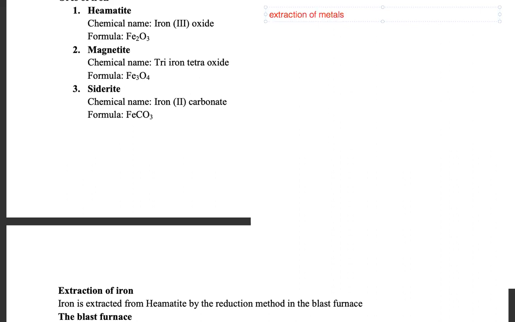of metals. So the extraction of metals that we are looking at today, first of all, we can say that this is the method that is used to obtain pure and dry forms of metals from their impure form, which we call metal ores.